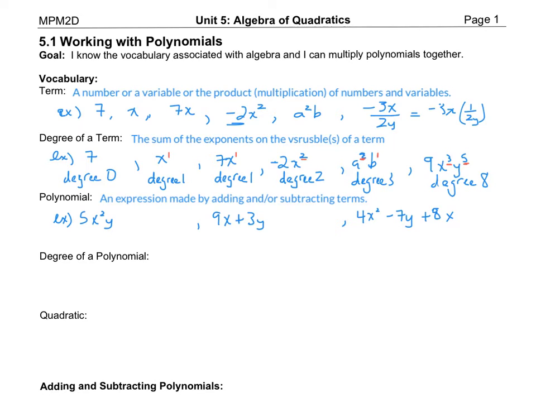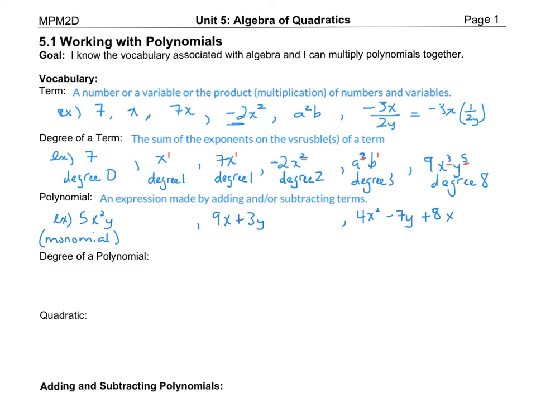So I have some examples here. My first polynomial is just 5x squared y. There's no plus or minus in this. This is just one term, and when we have one term, that's called a monomial. So a specific polynomial with just one term in it is called a monomial. Okay, there's one term. This has a degree of 3, one term, degree of 3.